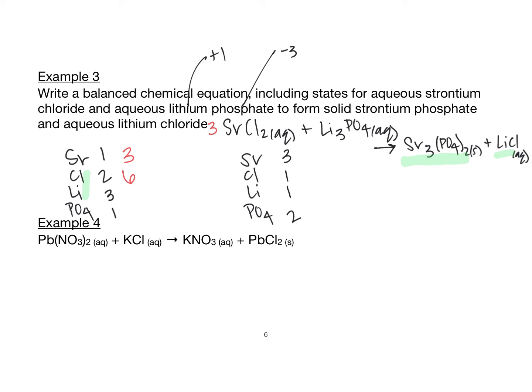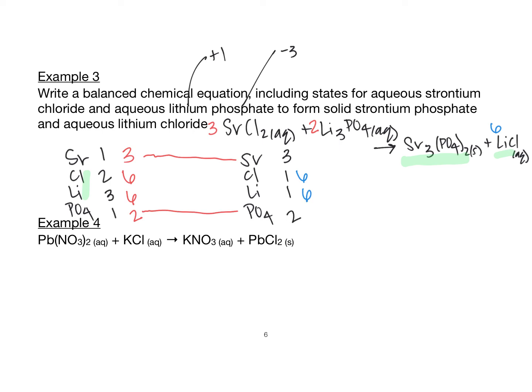And in front of the lithium phosphates, I'm going to balance the phosphate. And so I need 2 of those. So we will have 6 lithium and 2 phosphates. So now both the strontium and the phosphates are balanced. So we can add a second color and put a 6 in front of the lithium chloride, which would balance out both the chlorines and the lithium.